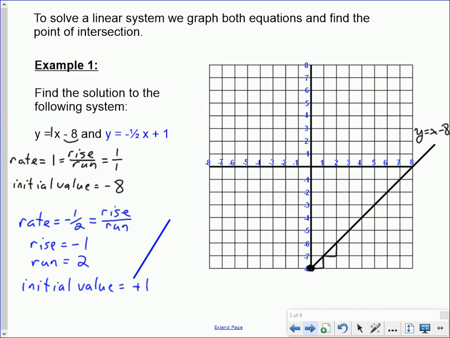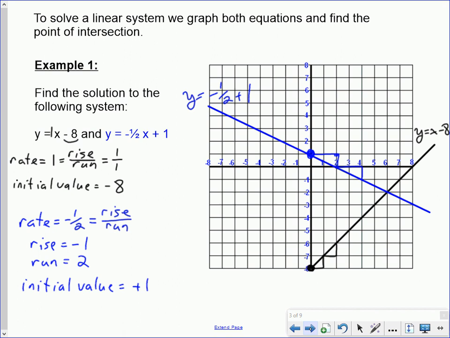So this line is going to start right here at positive 1. And if our run is 2, it's going to go over 2, and then down 1, and then over 2, and then down 1. So we're going to take our line here, and let's get it to match that trend. And then let's adjust this so that it goes up through that line, and let's get it to match up those points there. So there's our second line: y equals -1/2 x plus 1.